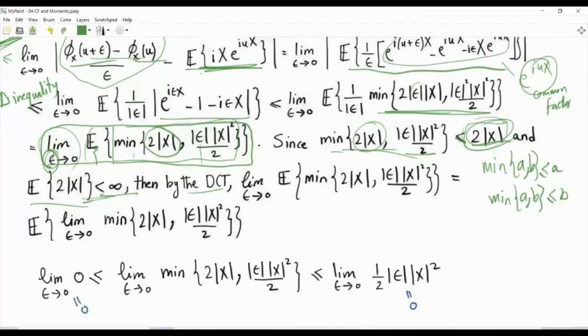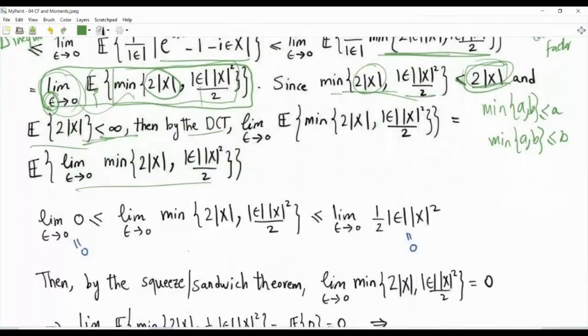So the DCT here is basically alive, and we can interchange the order of limit and expectation. We can take the limit inside. How can we take this limit here? Again, we can use the squeeze or sandwich theorem. As I said, the minimum of two quantities is less than or equal to any of them, and so the minimum of this is less than or equal to, here we will take the second one.